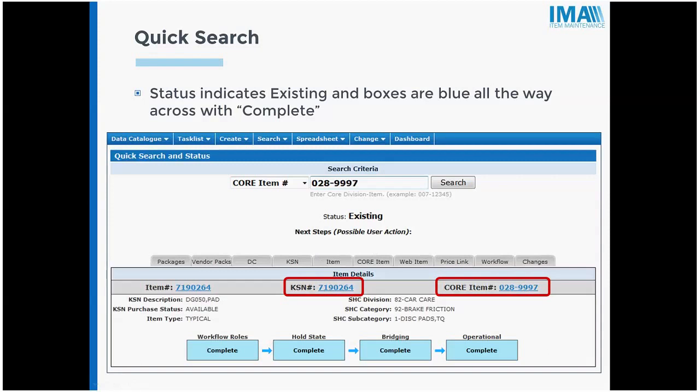Whenever you do a quick search for an item, you will always see the KSN listed on those search results. If it's a Sears item and the core item number has been created, then you will also see that core item number listed.